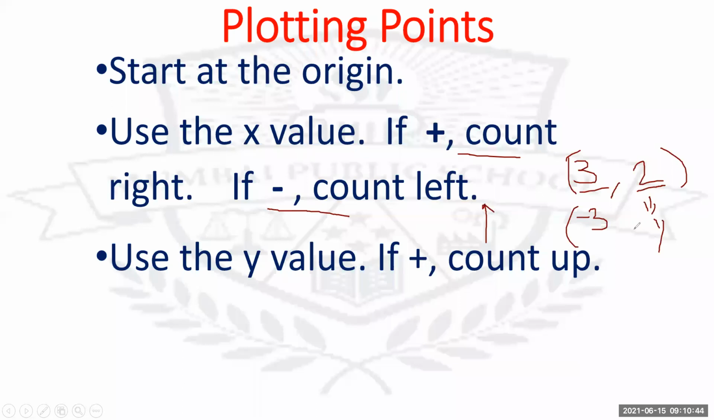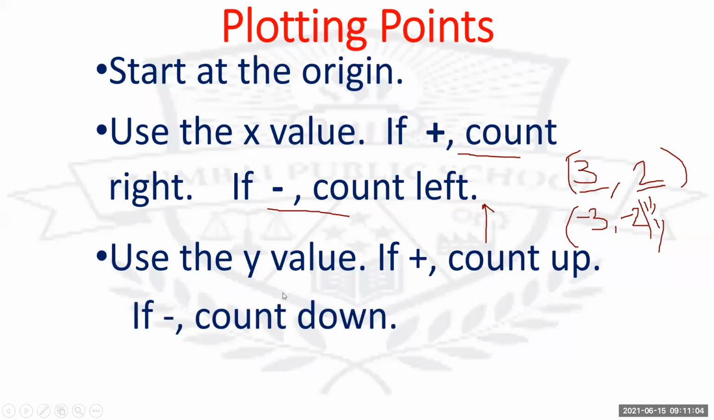Understand? And if it is, for example, minus 3 comma minus 2, if your y coordinate is negative, then you're going to start counting below. If negative, count down. Is this clear to all the students? Any doubt, students, you all can ask.